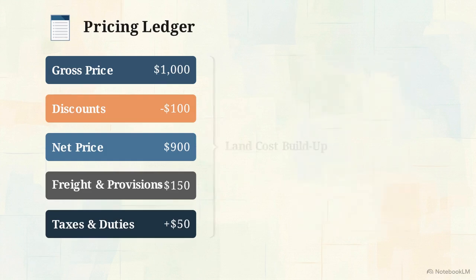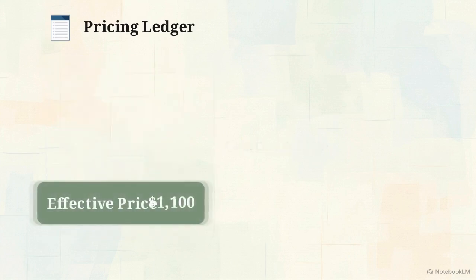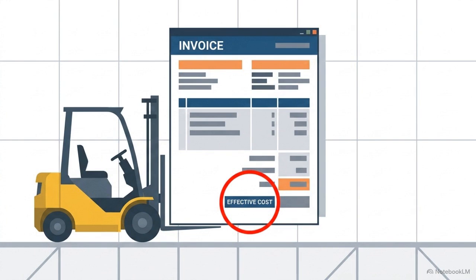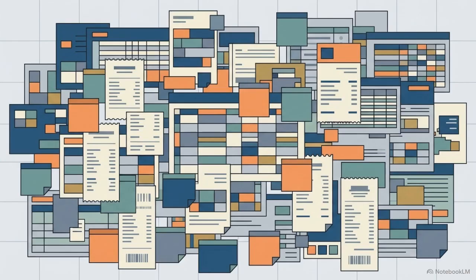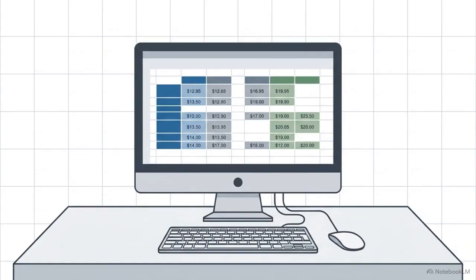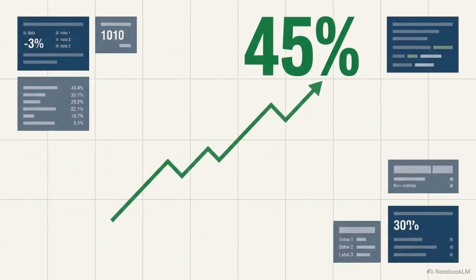By summing the gross price, discounts, freight, and taxes, the system arrives at the effective price. The effective price represents the fully loaded true cost to the company, calculated before the material even arrives at the loading dock. Capturing this data automatically eliminates the reliance on estimated costs and reveals your true actual margins.